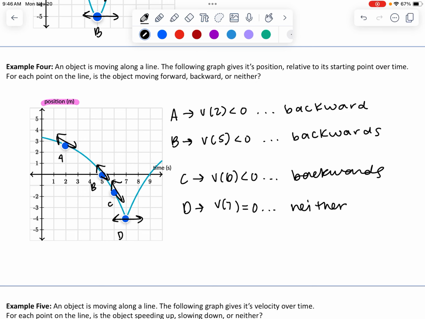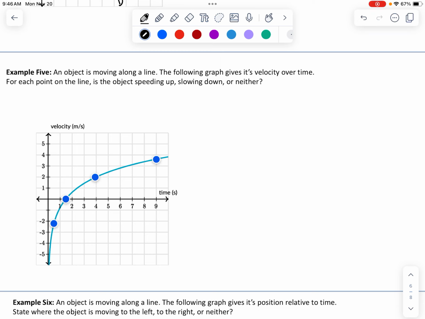So we're going to go into another example real quick, and this is now the velocity function. So this is the velocity function, not position. Again, take into account, if you see one of these problems, what kind of problem are you looking at? This says an object is moving along a line. The following graph gives its velocity over time. For each point on the line, is the object speeding up, slowing down, or neither?